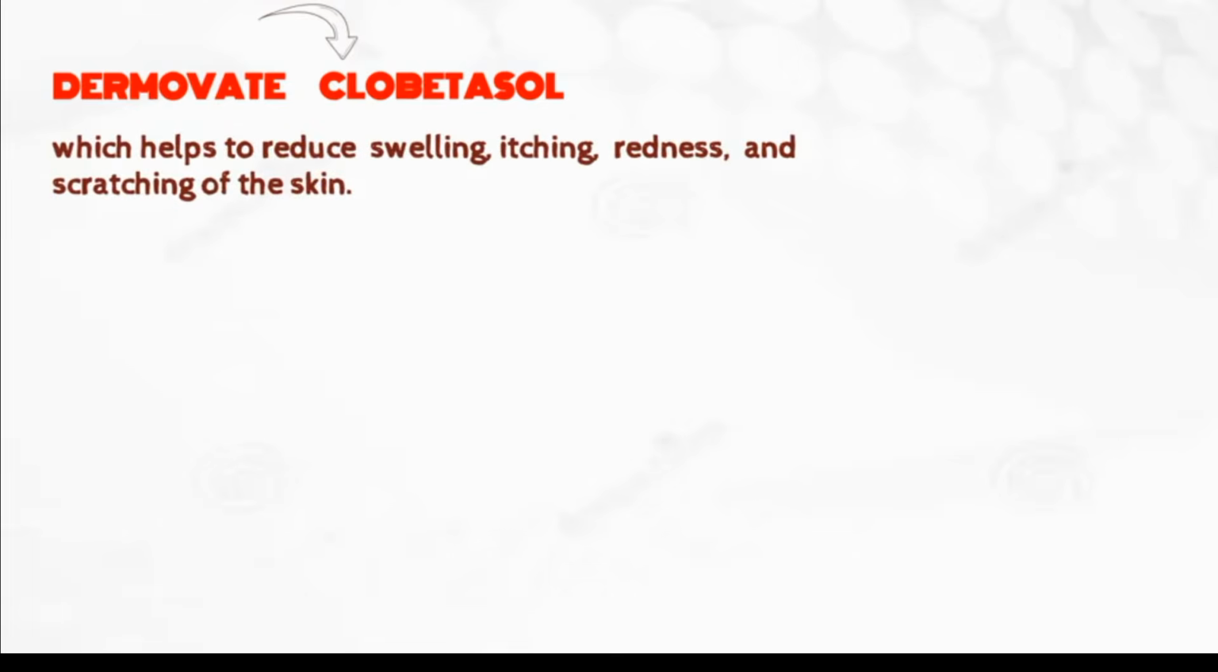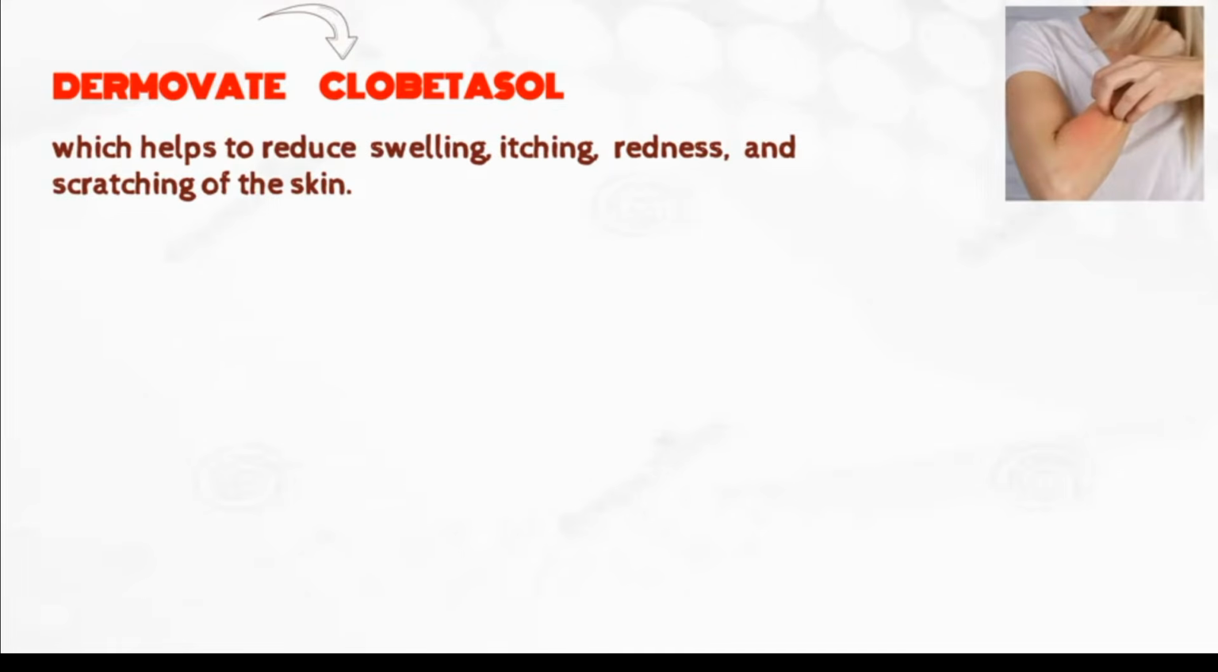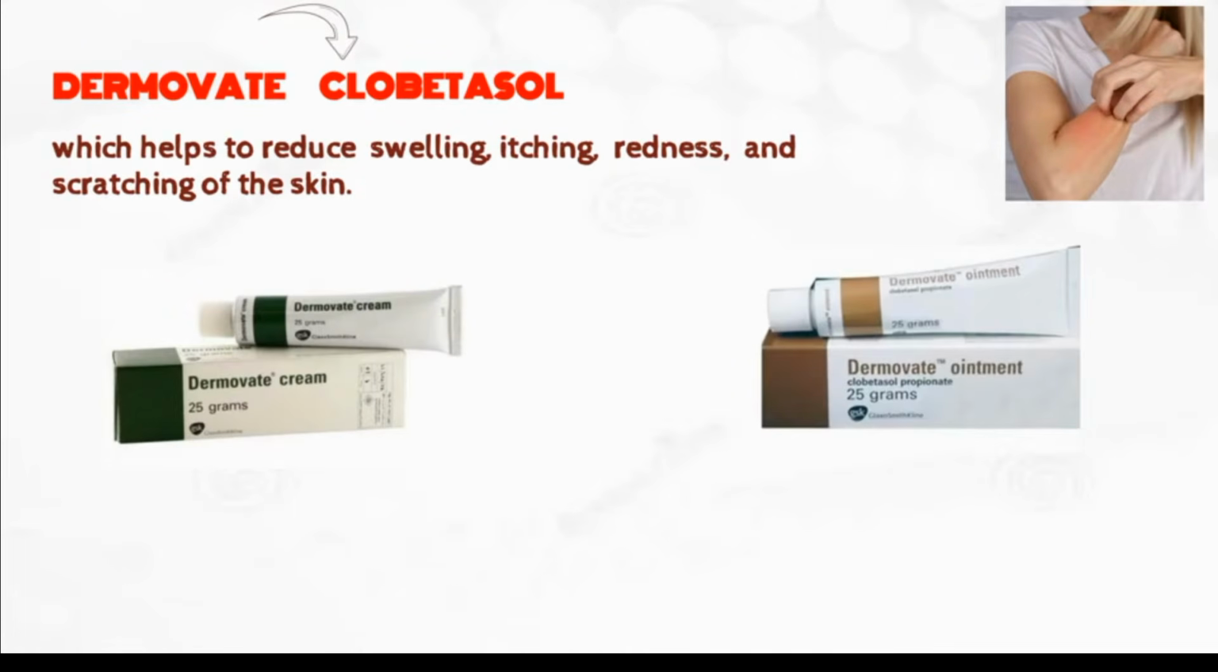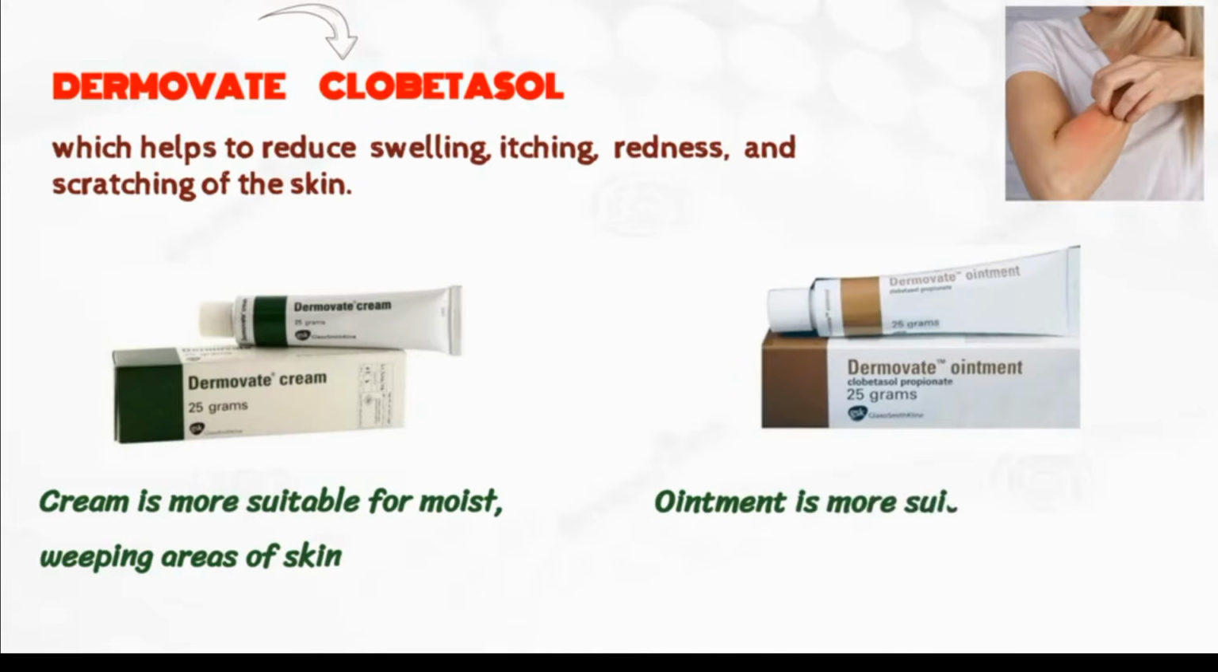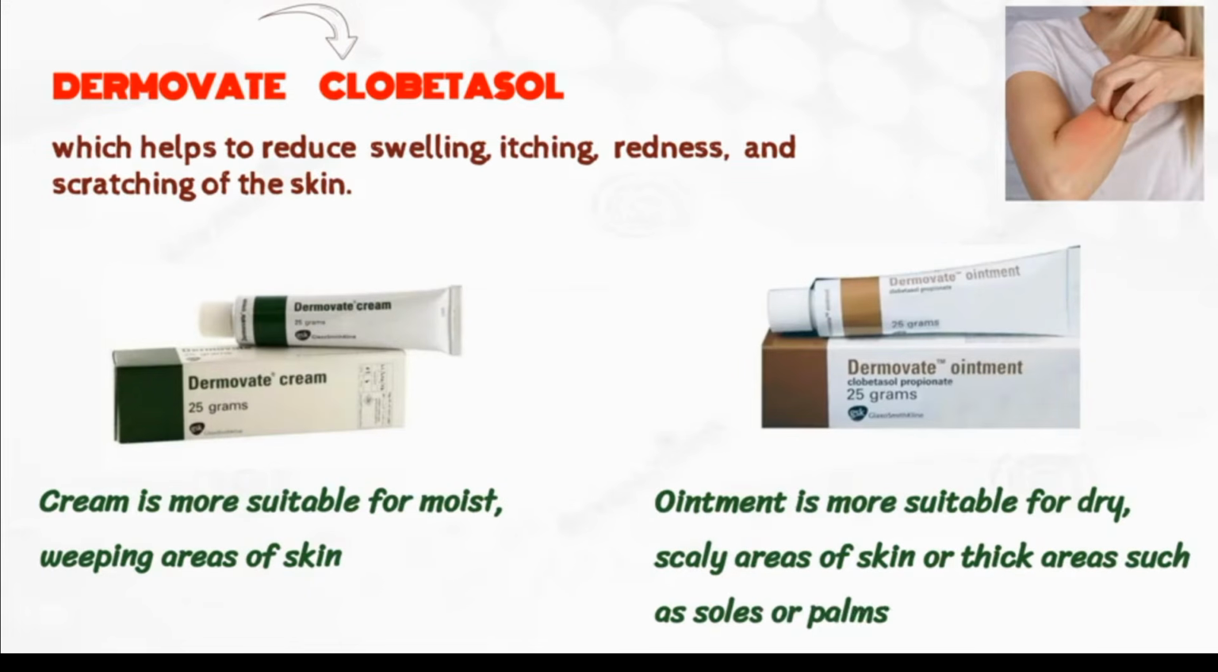Dermovate contains clobetasol, which helps to reduce swelling, itching, redness, and scratching of the skin. It comes in cream and ointment forms. Cream is more suitable for moist, weeping areas of skin such as face, whereas ointment is more suitable for dry, scaly areas of skin or thick areas such as soles or palms.